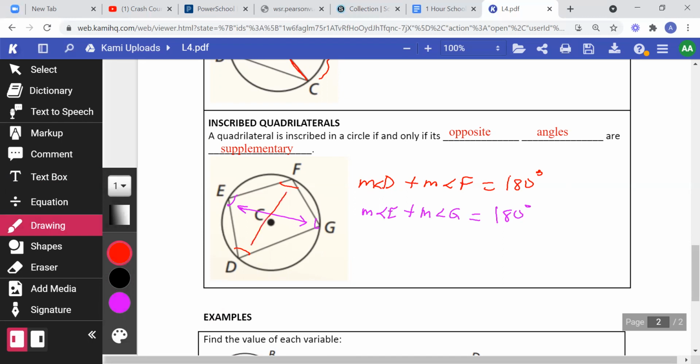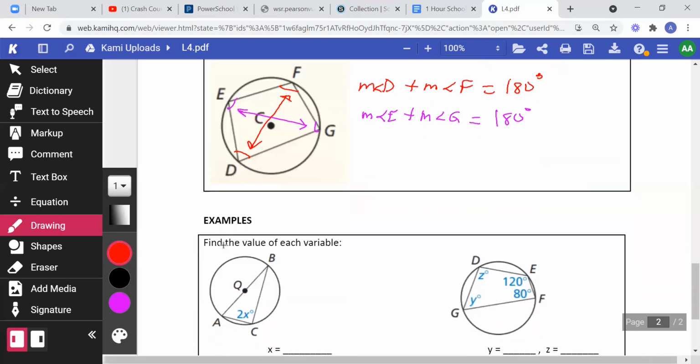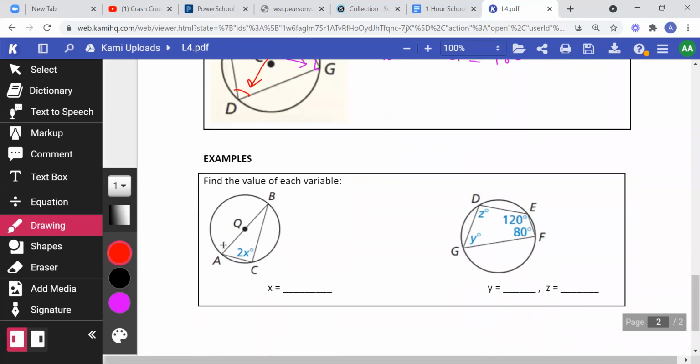F and D face each other, that's why they add up to 180. Okay, and you know in a quadrilateral, the sum of the angles is 360. So if you have 180 plus 180, you have 360. Definitely, it works. So here we have two problems and we stop here today.